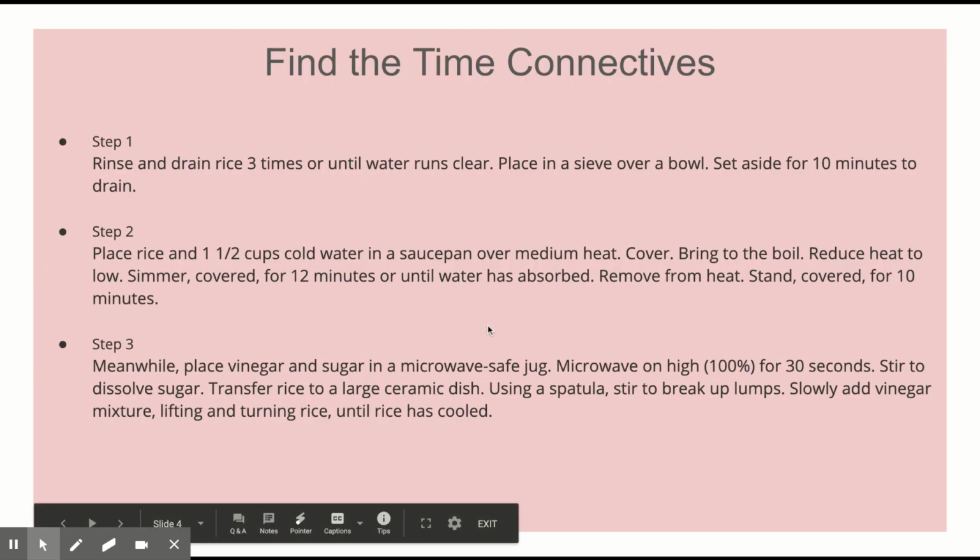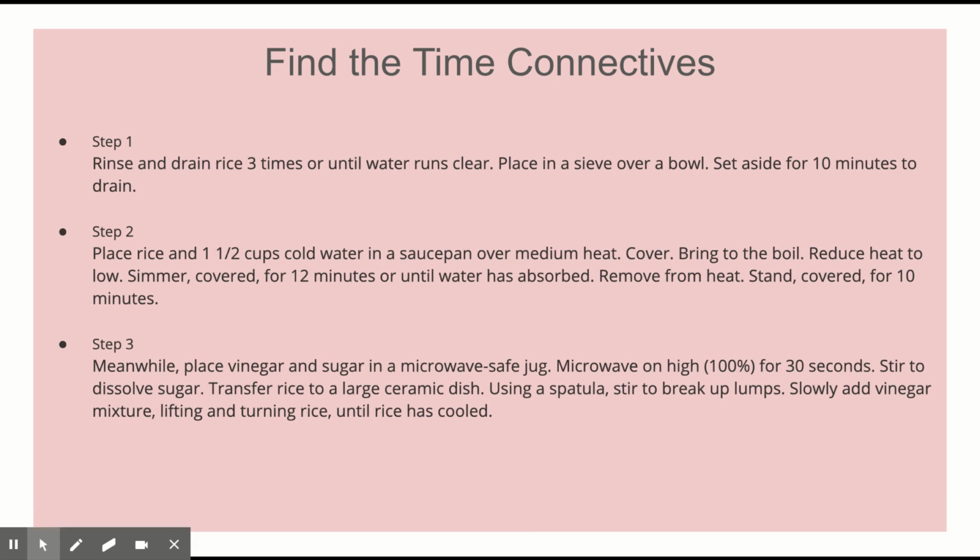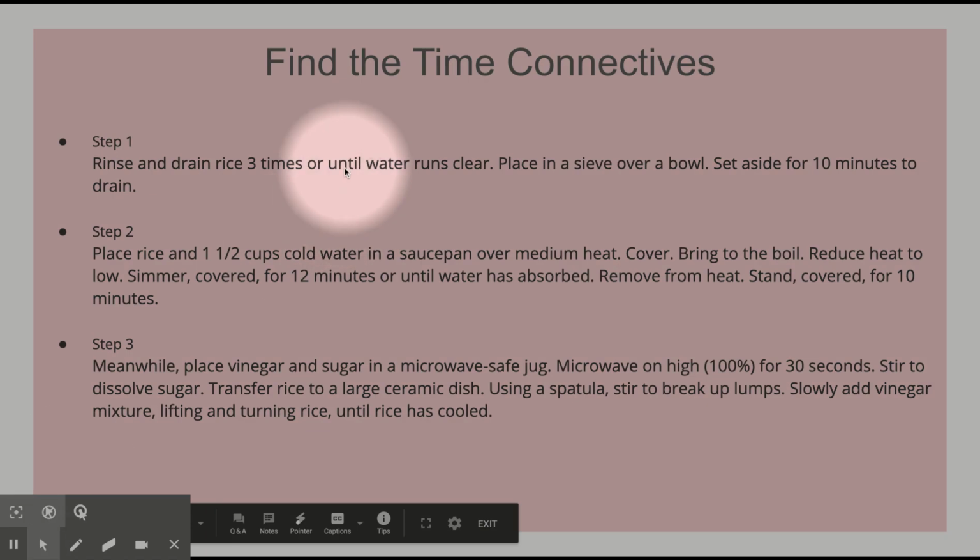So let's do the first one together. We're going to have a look at a text that is in order, and this one is a recipe. We're going to find the time connectives. Step 1. Rinse and drain rice 3 times or until water runs clear. Did you spot it? Until.